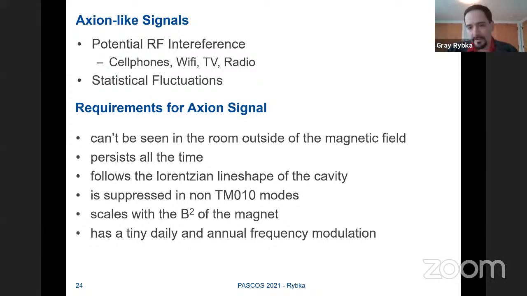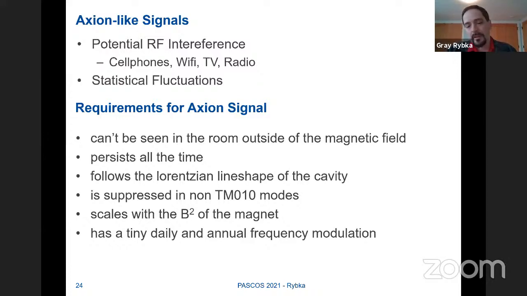So we can check, is the signal outside the magnet, so it's in the room? That's going to be TV or something. So we can use that to identify signals inside the experiment that are also outside the experiment, that's not an axion. An axion has to be there all the time. At least in standard axion cosmology, dark matter is smooth on human scales for sure.